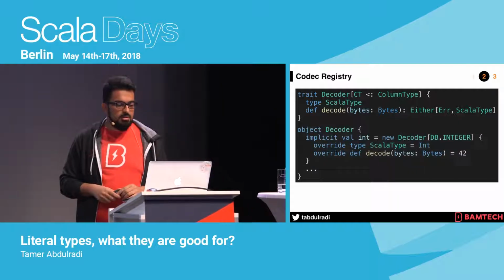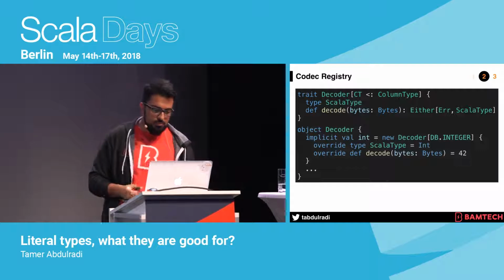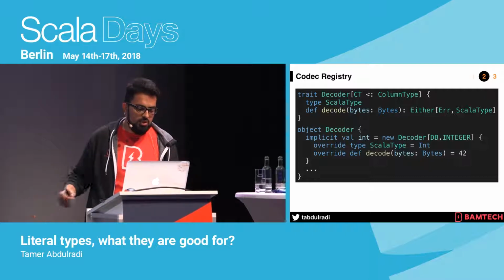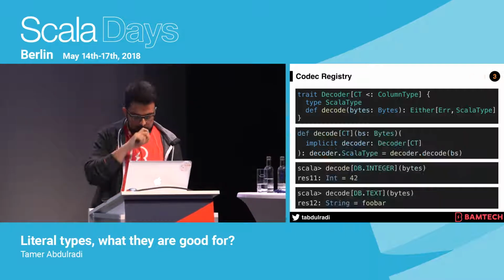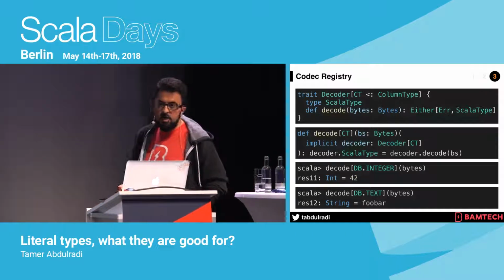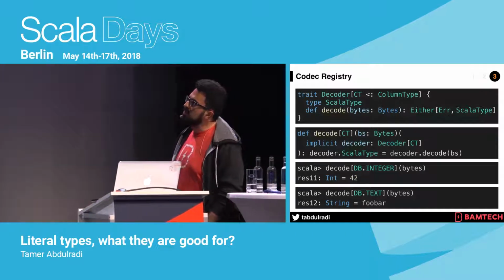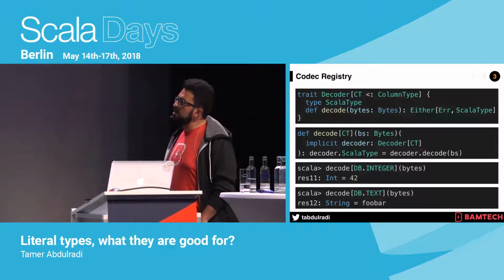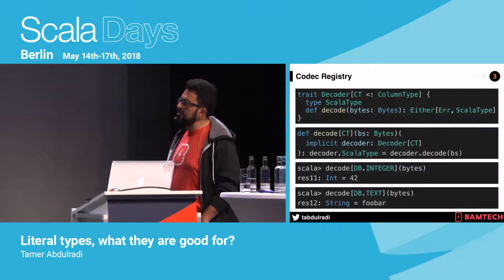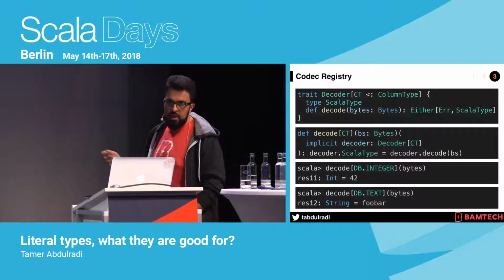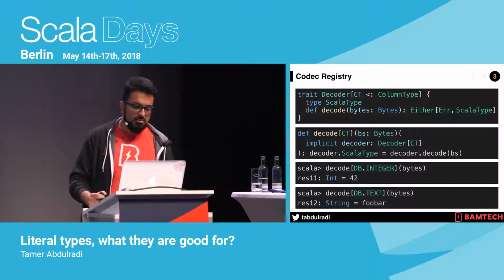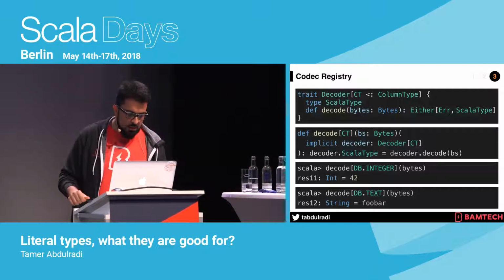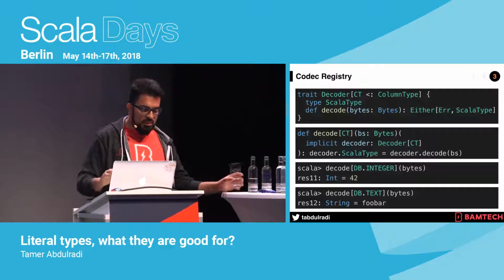Then we define instances for this decoder. So here, saying that integer goes to Int, and for every combination I should create an instance as well. Now, using this type class, we just define a method that accepts an implicit instance of this type class. Then here, by passing integer, I get 42, and passing text, I get the string foo bar. So I can claim here that the type system understands the relation between database types and Scala types. All right? So let's level up.